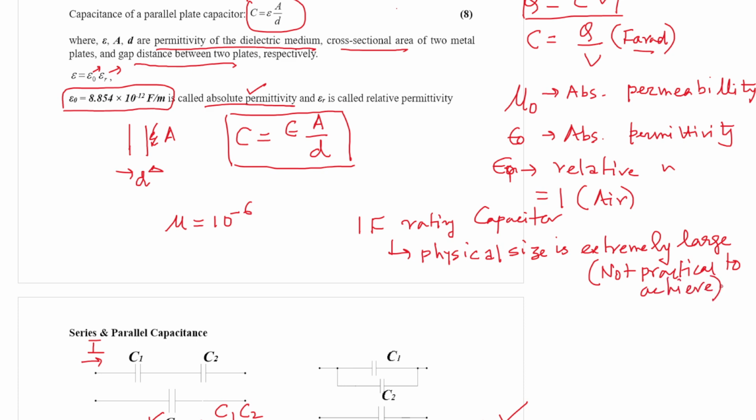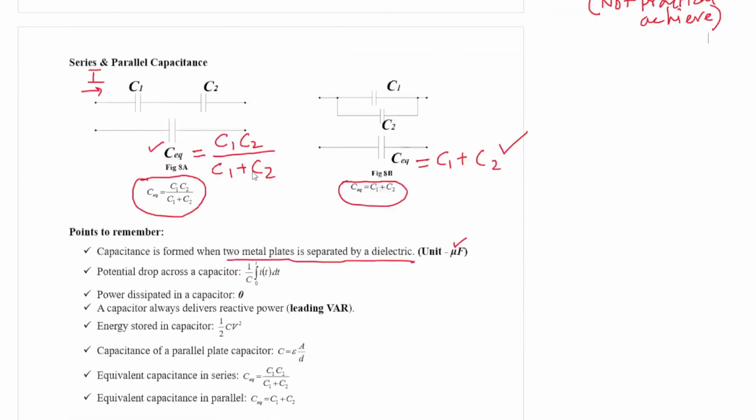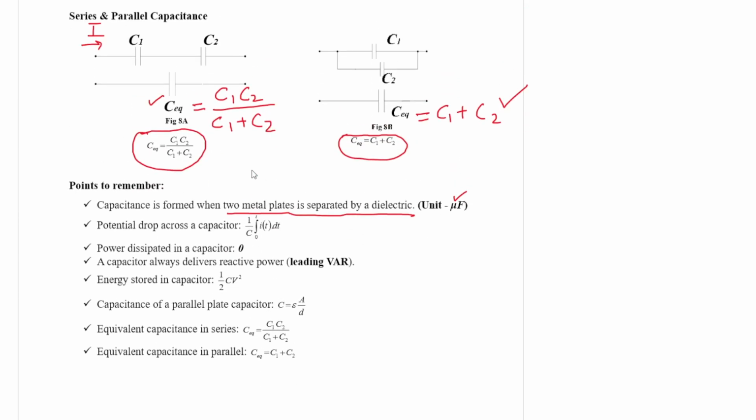So due to this reason, the practical unit of capacitance is microfarad or nanofarad or picofarad, whatever it may be. Because if you use farad, the physical size of that capacitor is so large that it is impractical to achieve. That is why normally we use the unit of capacitance as microfarad, nanofarad or picofarad.